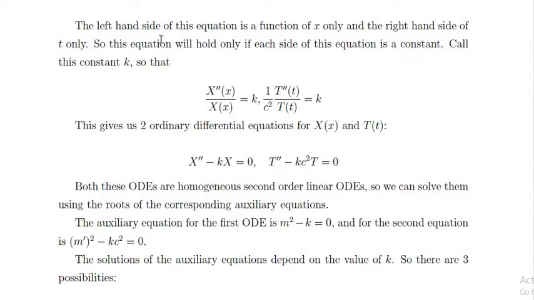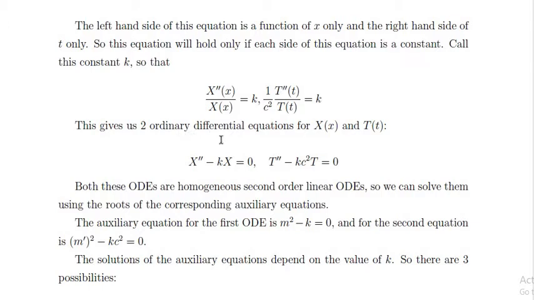The left side of this equation is a function of x alone and the right side is a function of t alone. So this equation is true only if each side of the equation is equal to a constant. Let that constant be k. So the left side becomes X''/X = k and the right side (1/c²)·T''/T = k.